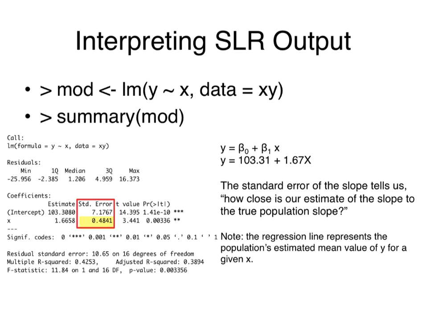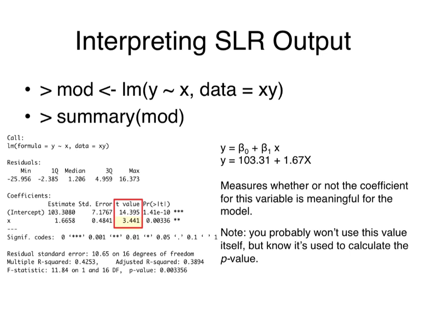Note that the regression line represents the population's estimated mean value of y for a given x. So it's our best estimate of the true population slope for the relationship between x and y. And the standard error is telling us, on average, how far our estimate of the slope will vary from the true population slope. And plus or minus 2 times the standard error of our slope will give us the 95% confidence interval for the slope.